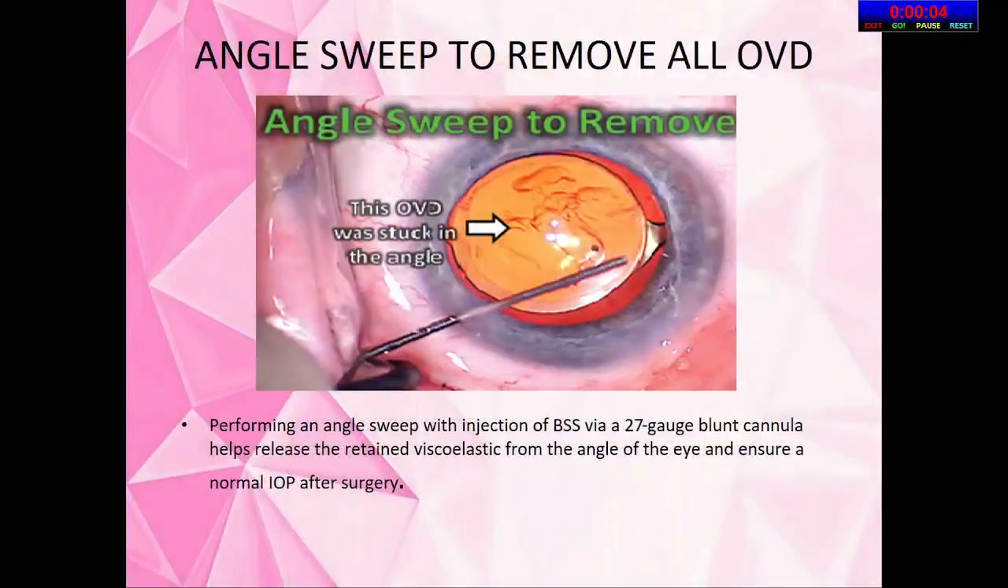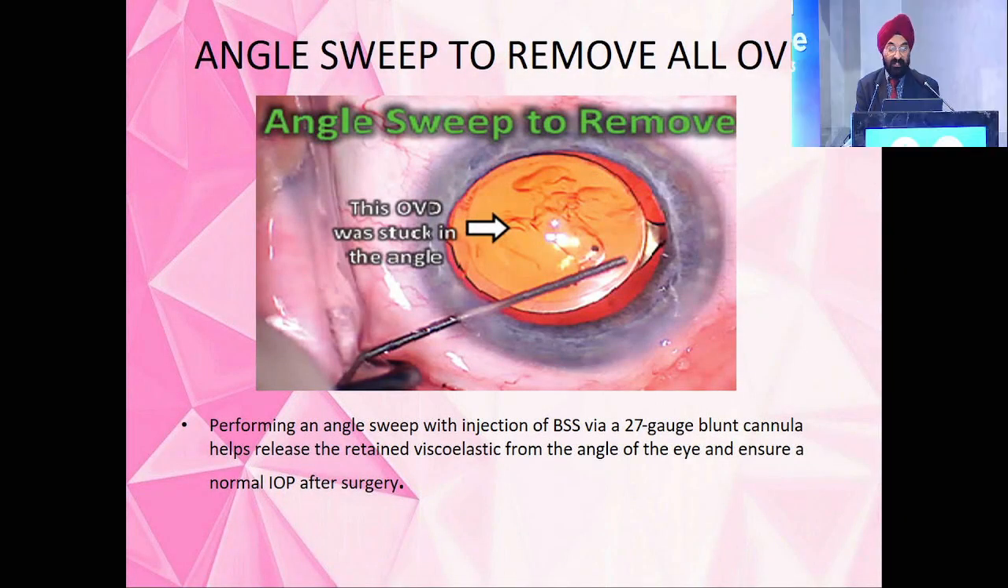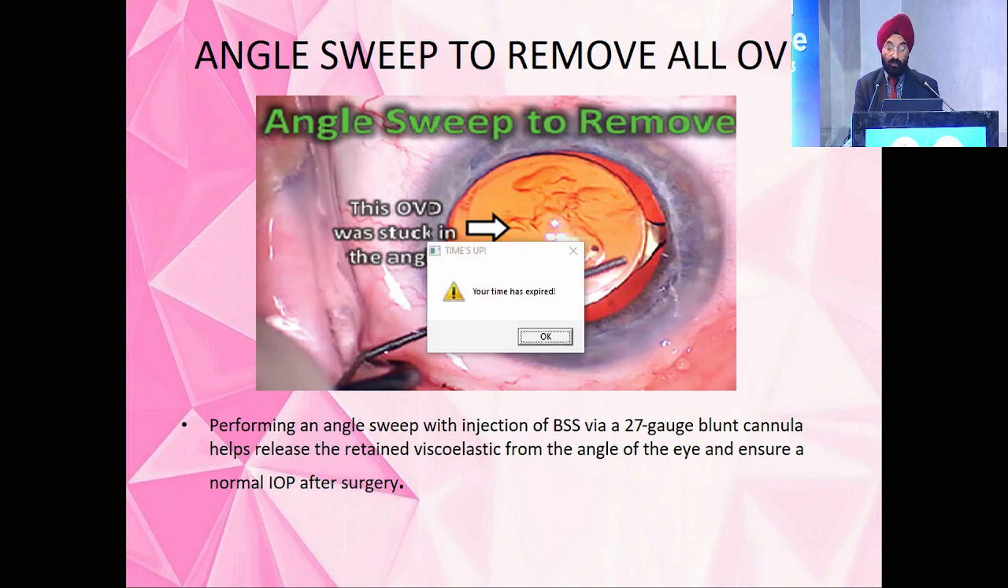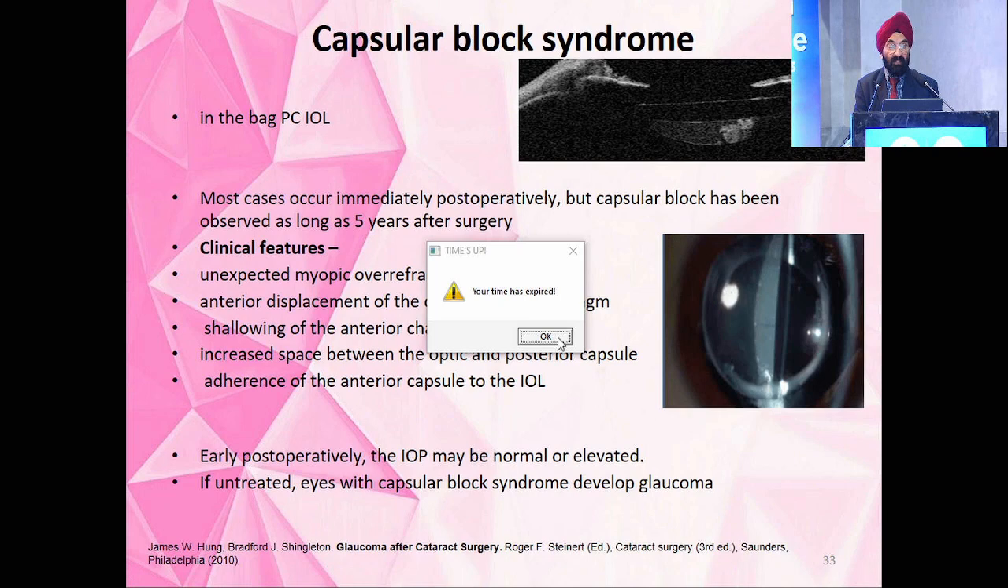Viscosurgical devices have to be completely washed out from the anterior chamber, particularly the dispersive, which is difficult to remove, although cohesive comes out instantly. A very good technique advocated by Uday Devgan is called angle sweep. Just perform an angle sweep with injection of BSS via a 27 gauge blunt cannula, and this can release the viscoelastic from the angle of the anterior chamber, and then you can easily aspirate it out.